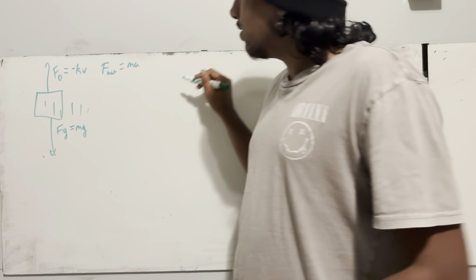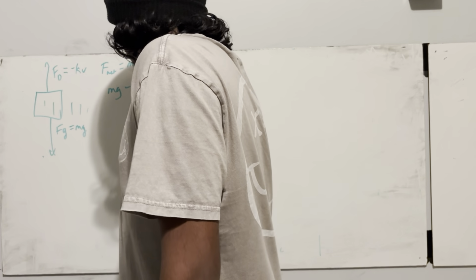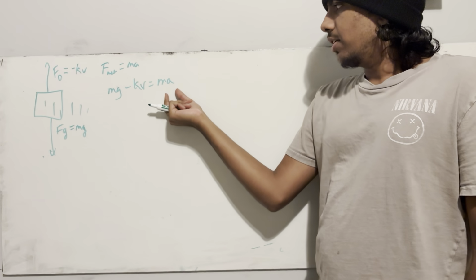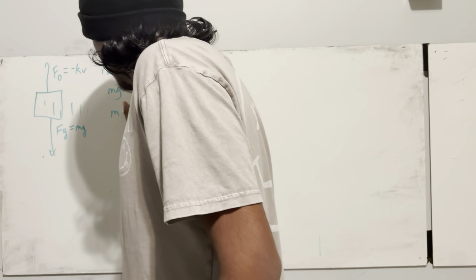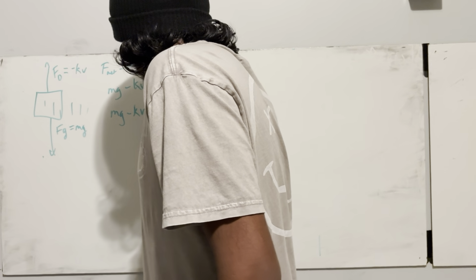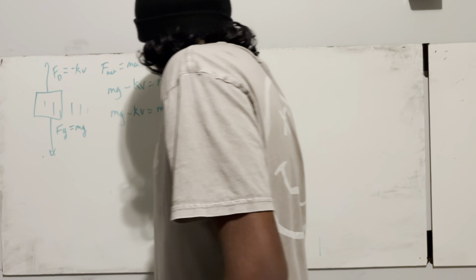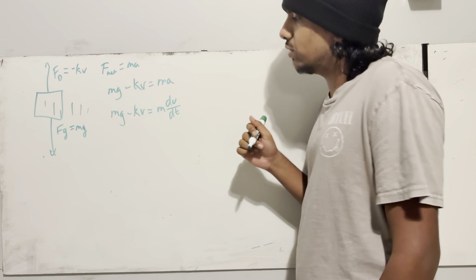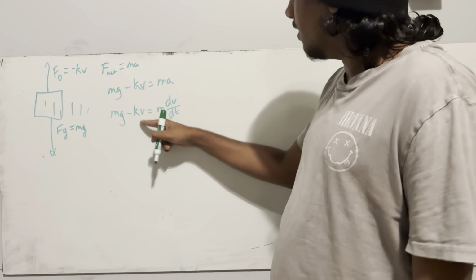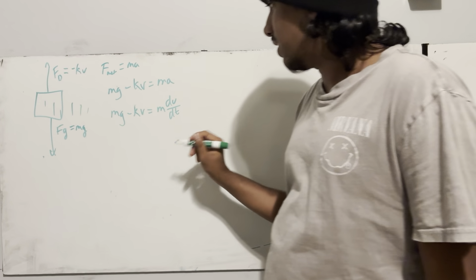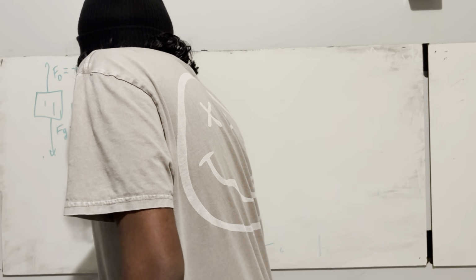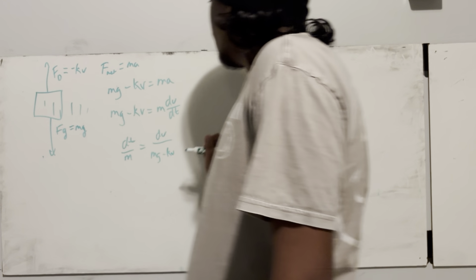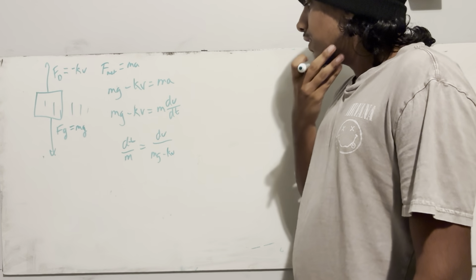We're gonna take the net force equation, mg minus kv equals ma. So now we have a, which is basically dv dt, like we did before. This time it's a little more complicated to separate the variables, but it's doable. We're going to take this entire term and divide it on this side, and take the m and the dt on the other side. So we're going to get dt over m equals dv over mg minus kv. Okay, so first step done.